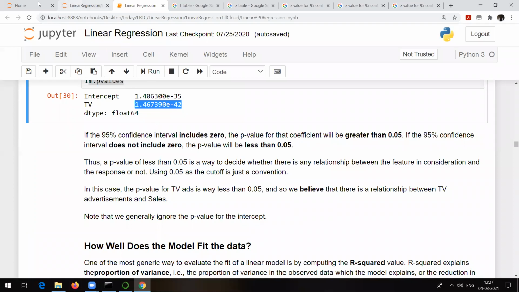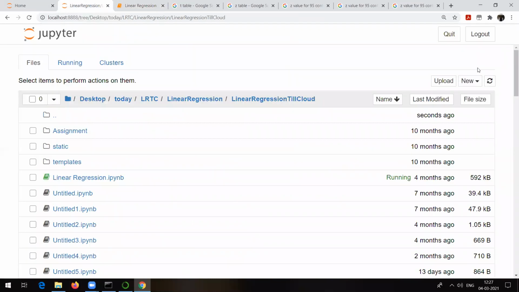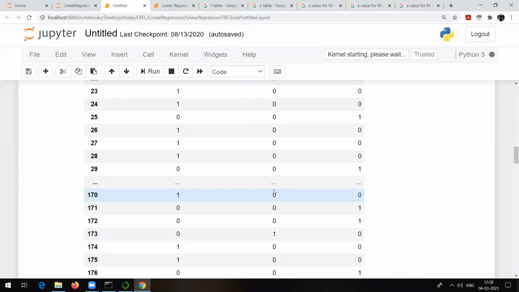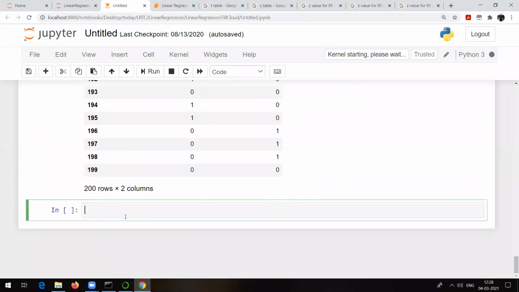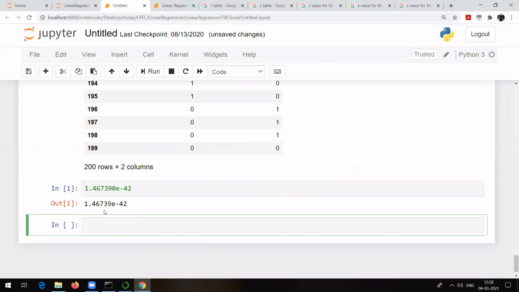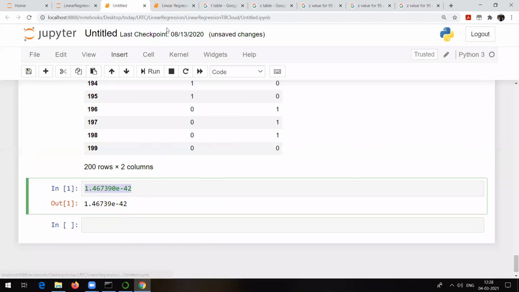So what is this value? If I want to show it to you, let's suppose, what is the meaning of that value? I don't know whether this E is going to work here or not. Let me check. Okay, this E is nothing but just a representation. This value is going to be very, very less than 0.05.